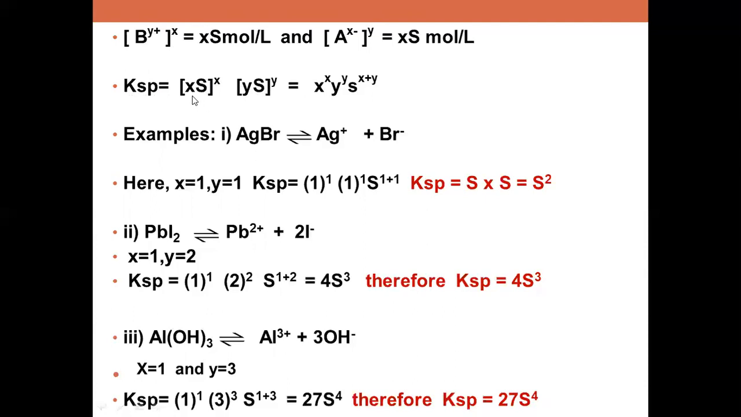लक्षात तुमच्या? म्हणजे या ठिकाणी x बघा, xs आणि त्याची पॉवर काय आहे x. नंतर A x minus ची किंमत किती आहे, ys. सॉरी, A raised to x minus, y म्हणजे A raised to x minus ची किंमत काय आहे या ठिकाणी, ys बघा ys आहे. लक्षात तुमच्या? and therefore here Ksp is equal to xs to the power x and y कोणाची किंमत आहे, A raised to x minus ची किंमत, ys to the power y.